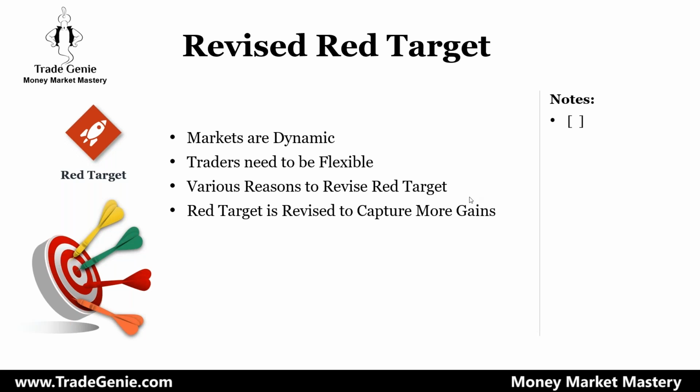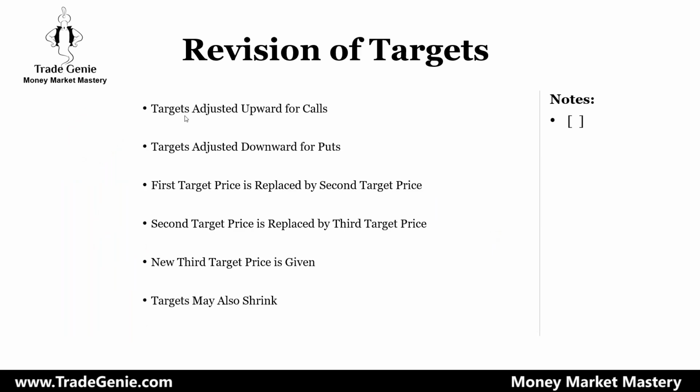So there are various reasons to revise the red target. The red target is revised to capture more gains. That's the objective. So when we have a long trade, I revise the target upward. When we have downward puts, I revise the target downward for the puts if I see it.